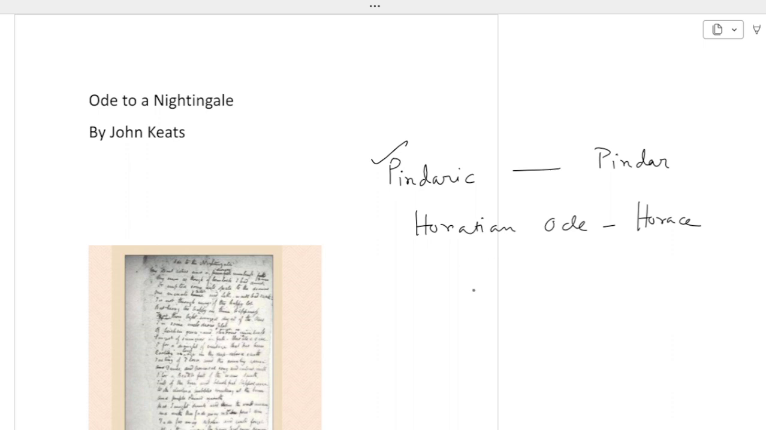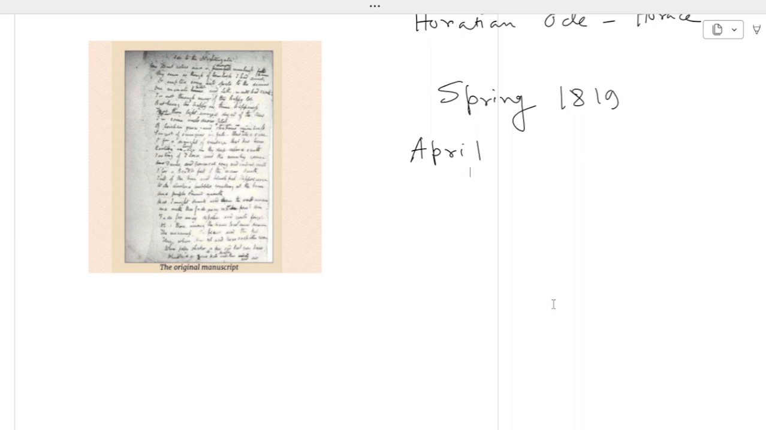Spring, April 1819. April is the month in which the nightingale returns from North Africa, and upon its reappearance in its own country, it seems filled with joy and its song becomes more melodious. So April is the month when the nightingale returns from North Africa, and when it returns to its own country, there is too much exuberance in its singing.